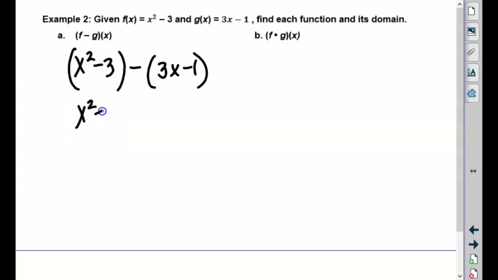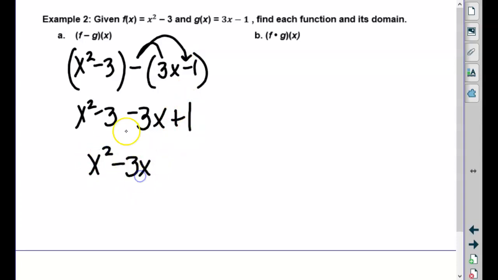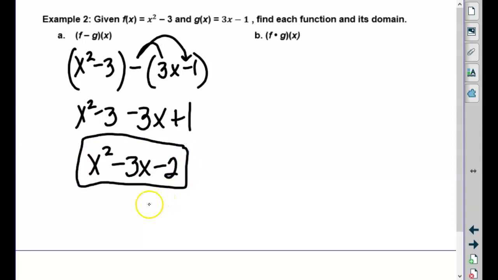So this becomes x squared minus 3 minus a 3x, and minus a negative 1 becomes plus 1. Then we just combine terms. X squared, there's a negative 3x, a negative 3 plus 1 is negative 2. This is our new function. Were there any domain restrictions anywhere? Any denominators or radicals? Nope, so this is all real numbers for the domain.